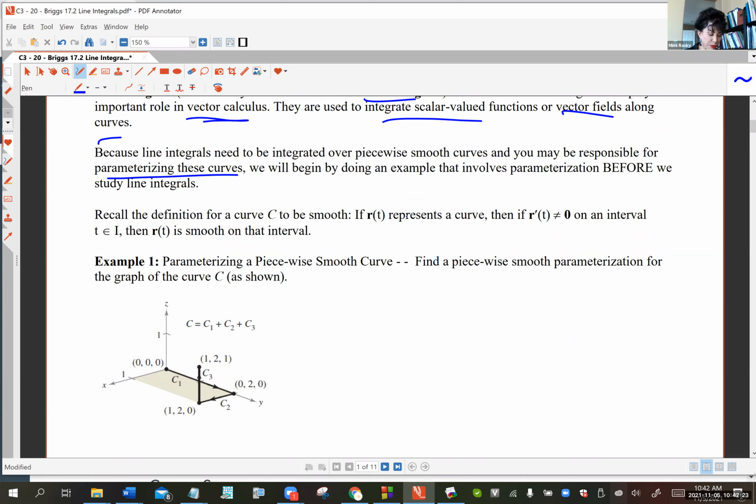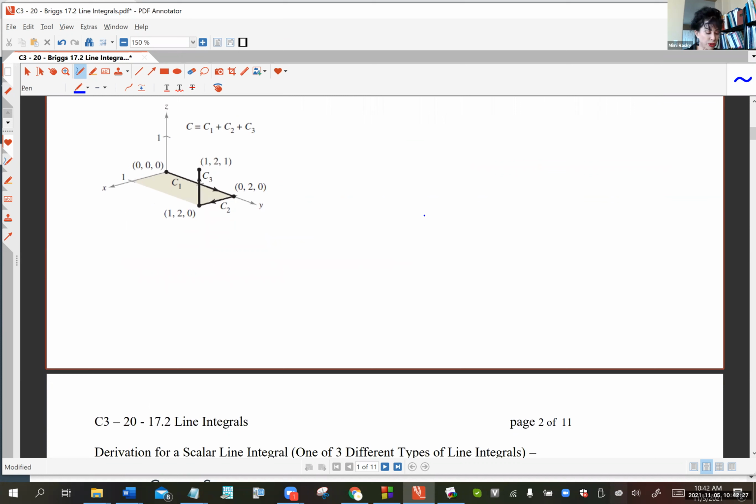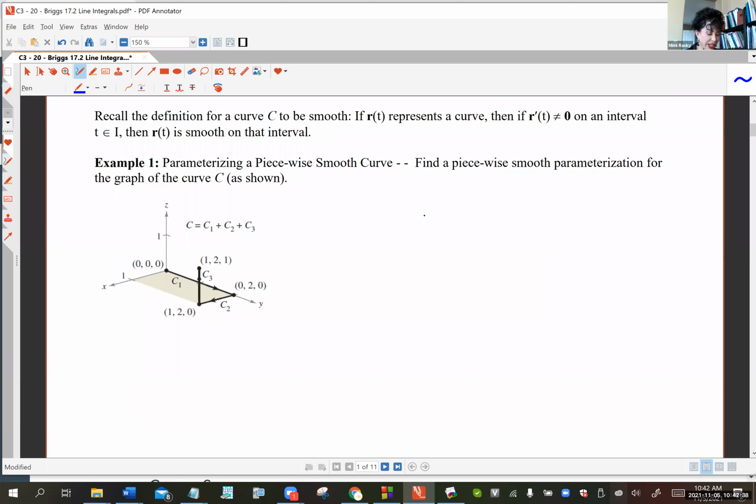And they talk here about smooth curves. Smooth curves are ones that don't have sharp corners or cusps. Let's parameterize a piecewise smooth curve. So there's going to be sharp corners here, but for each part of the pieces, we'll have a different parameterization. So check out this curve. This curve C is equal to C1 plus C2 plus C3. So it's got some parts. So the journey, there's three legs to the journey.